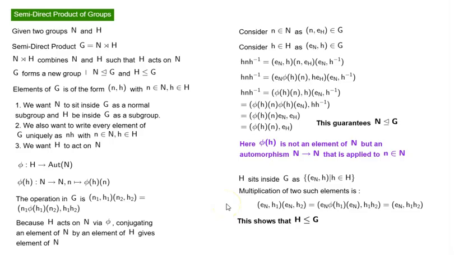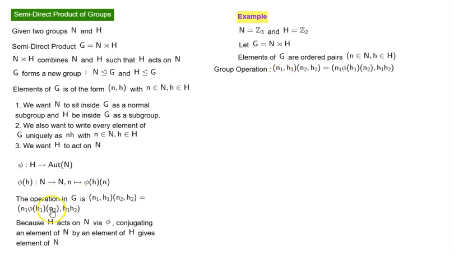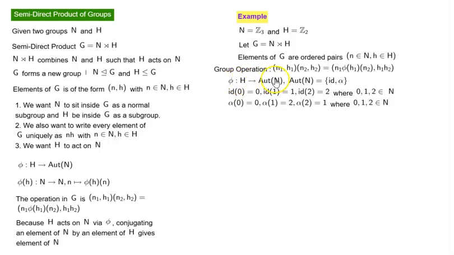So let's look at an example to understand it much better. Now let's take N equal to Z3, addition modulo 3, and H equal to Z2. Now let G be equal to N ⋊ H, the semi-direct product. So elements of G are ordered pairs (n, h) where n is in N and h is in H. Group operation, we have just taken this as it is. Phi maps H to the automorphisms of N. Now the automorphism group of N is equal to {identity, alpha}.